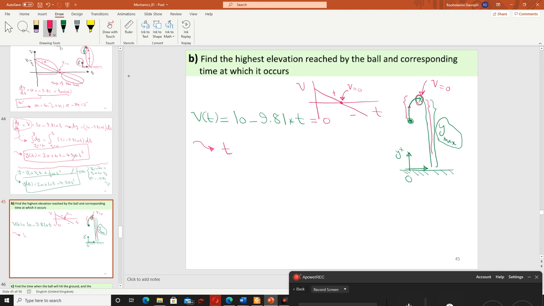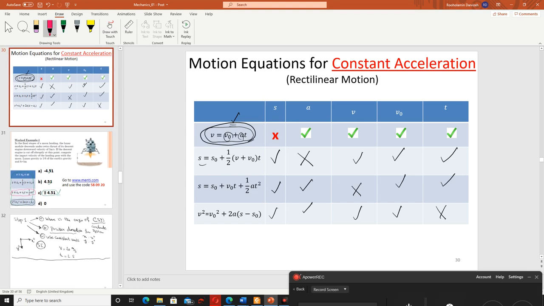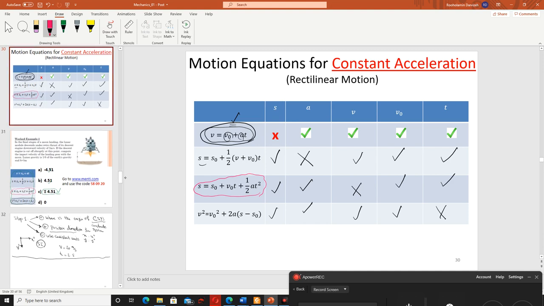And from this one, the time would be 10 over 9.81, which is roughly 1.09 seconds. Don't forget the unit. This is the time that the particle reached Y max. Also find the value or magnitude of the highest elevation as well. Then I use that formulation for rectilinear constant acceleration motion. You may prefer to use a combination of other formulations as well. Definitely you can use them.